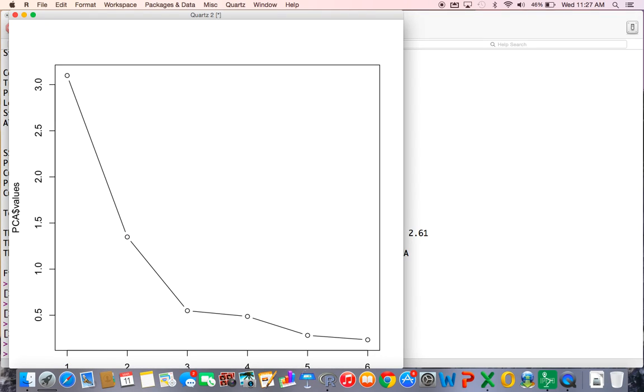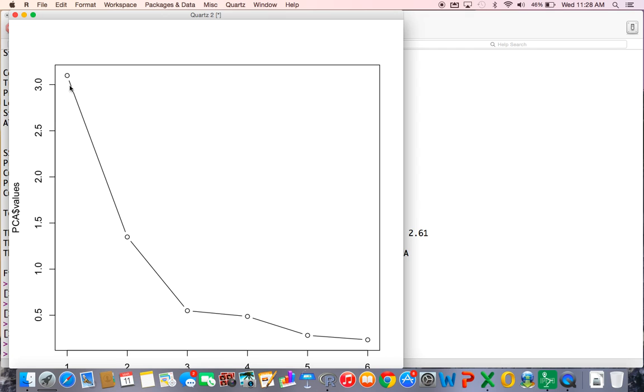Now, this is a scree plot, and this is another picture that we can use to determine the number of components we need to retain. And what we need to look at here is something called a point of inflection. And a point of inflection is where our vertical tendencies and horizontal tendencies meet.